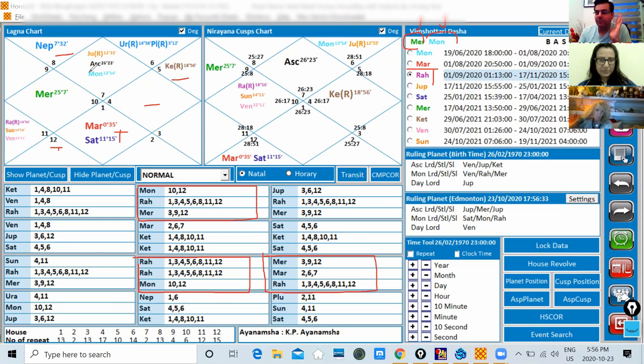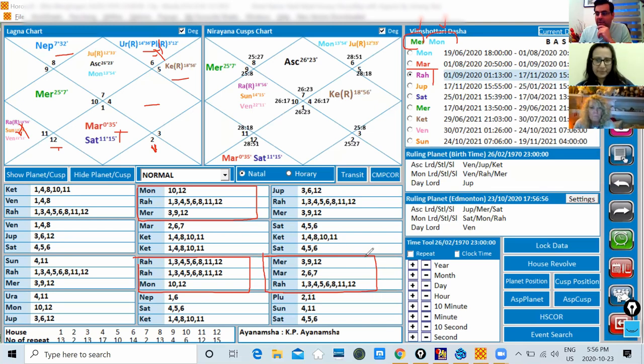What are the bad houses for finance when you're losing money? 5, 8, 12. Yes. Sorry, not 6. Or 6, 8, 12 and 5, 8, 12. Both, right? I mean, 5, 8, 12 is more like you're losing money. 6, 8, 12 is you're losing everything. You're losing your health also, dignity also, pride also. Everything is going miserable. So same thing, right?